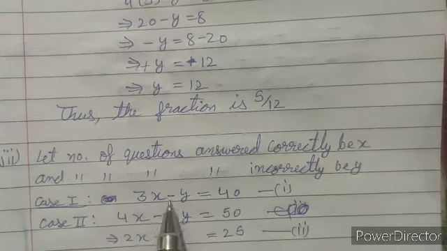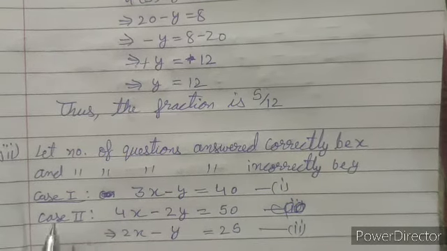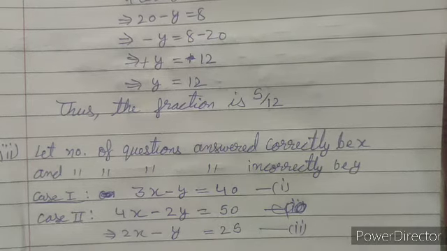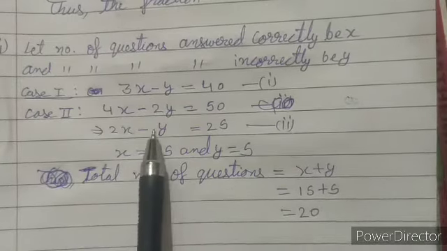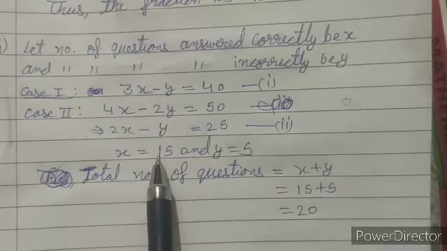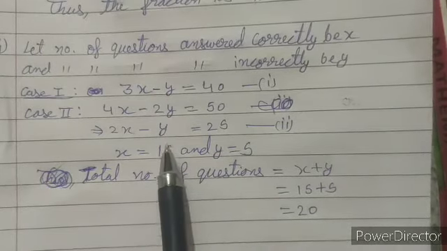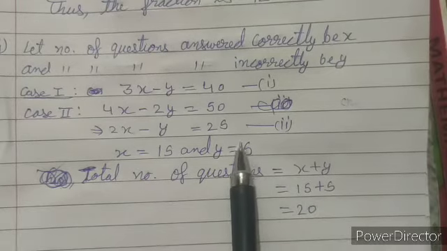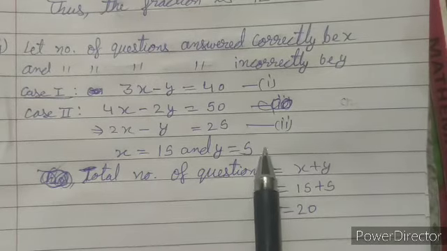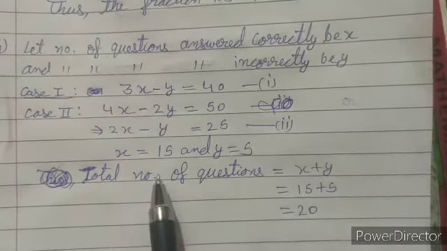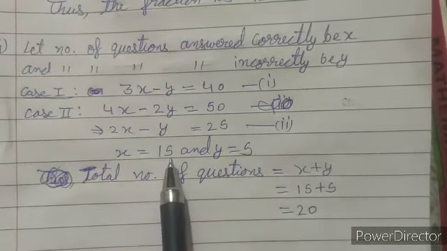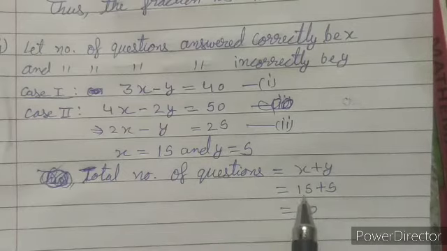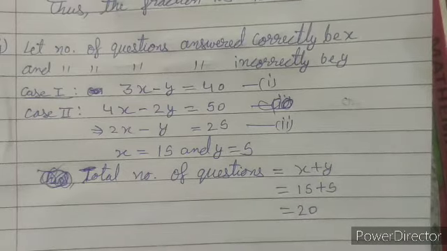Now after obtaining equation first and second, we can solve it by elimination method to get the value of x and y. Now on solving these two equations, we will get x equal to 15 and y equal to 5. That means the number of questions answered correctly was 15 and the number of questions answered incorrectly was 5. Thus, we can say the total number of questions will be equal to x plus y, that will be 15 plus 5, and that is equal to 20.